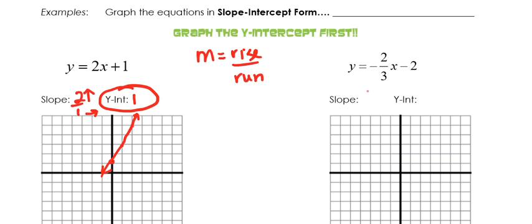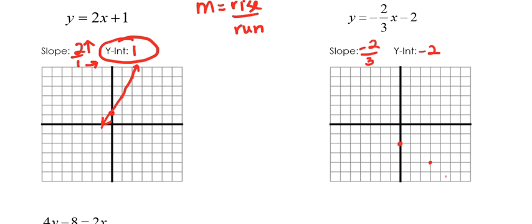So for this one over here, your slope is -2/3. I like to make one of them negative, and it's usually the numerator. And your y-intercept is -2. So now you're going down 2 and to the right 3. Down 2 and to the right 3. And that's your graph right there.